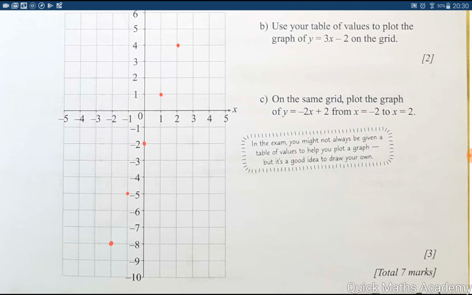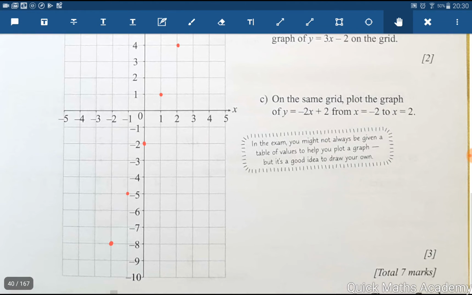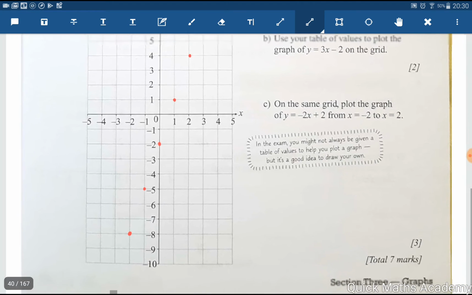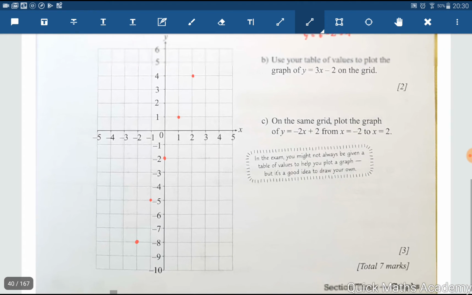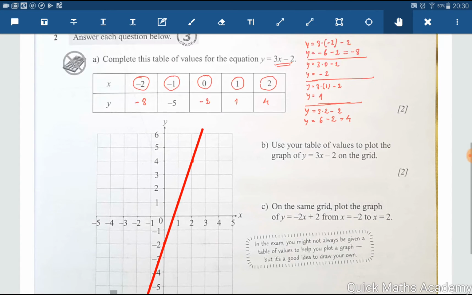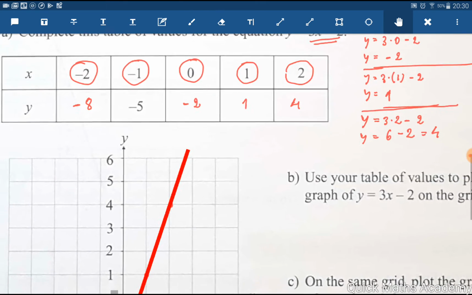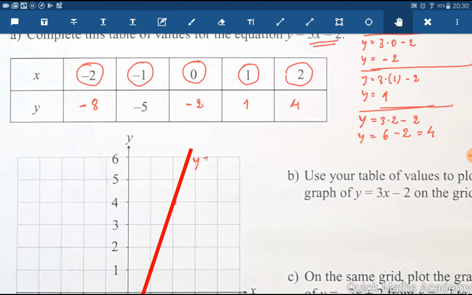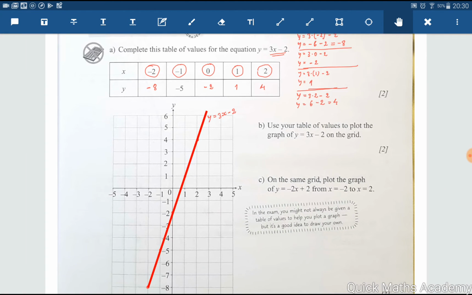I'm going to draw it so you can see it better. I'll start from here. You see all those dots come together. This is my line, and I will label it y equals 3x minus 2. This is my line, y equals 3x minus 2. And there you have it.